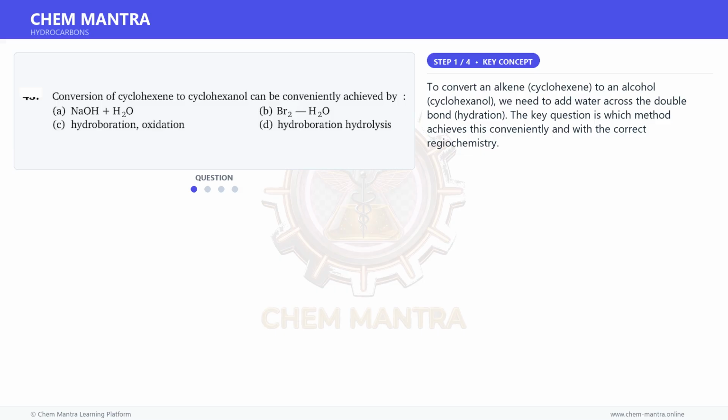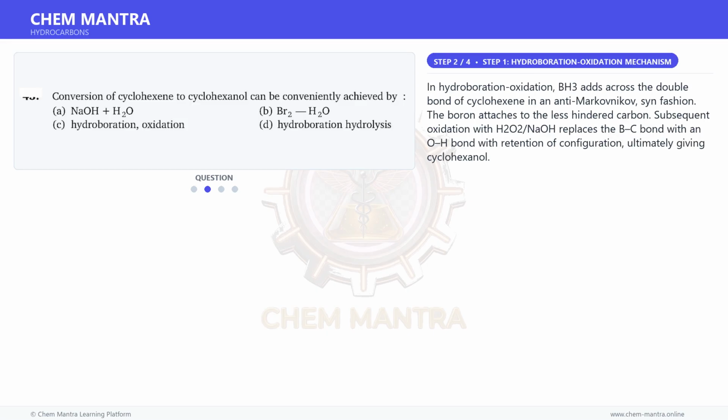To convert an alkene, cyclohexene, to an alcohol, cyclohexanol, we need to add water across the double bond, hydration. The key question is which method achieves this conveniently and with the correct regiochemistry. Moving on to the next step.